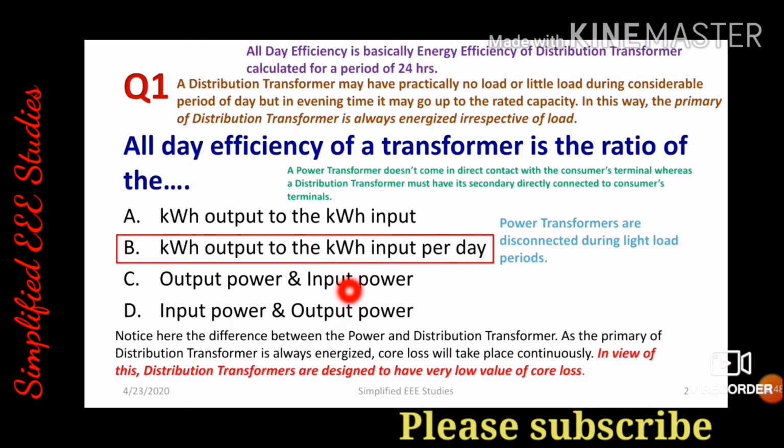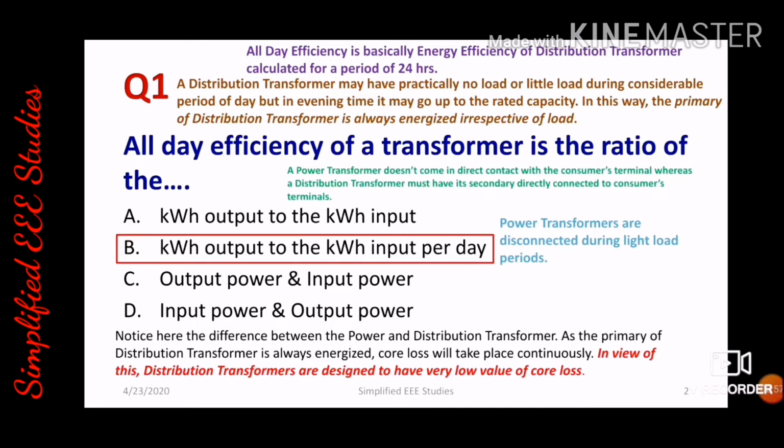As the primary of the distribution transformer is always energized, core loss will take place continuously. In view of this, distribution transformers are designed to have a very low value of core loss. That's a peculiarity of the distribution transformer. So these are the major differences between the power transformer and the distribution transformer. In a power transformer, we calculate normal efficiency, whereas for a distribution transformer we calculate all day efficiency. That's the main difference. You can point out these differences; it will be really useful for the examinations.